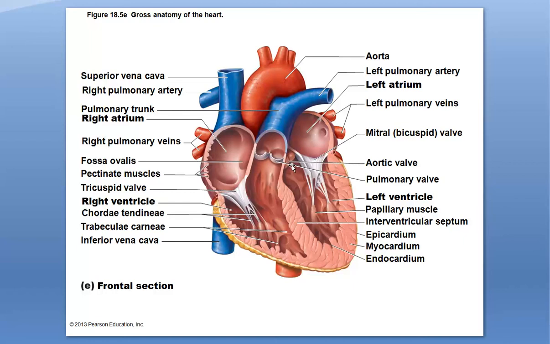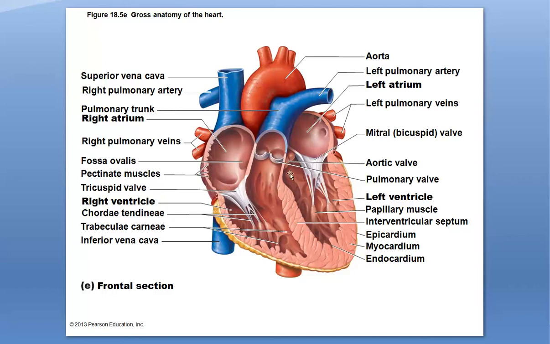The semilunar valves are very thick valves at the base of the pulmonary trunk and the aorta, and their jobs are to keep blood from leaking into the pulmonary trunk or the aorta. The atrioventricular valves, those between the atria and ventricles, are the tricuspid on the right and the bicuspid or mitral on the left. Now they're called tricuspid or bicuspid because they have cusps or leaves, 3 on the right, 2 on the left. The first sound you hear when you auscultate a heartbeat, that slightly less loud lub, is due to closure of these AV valves.